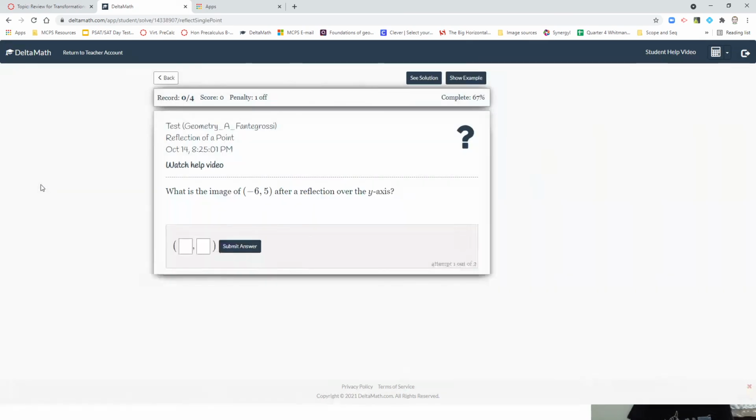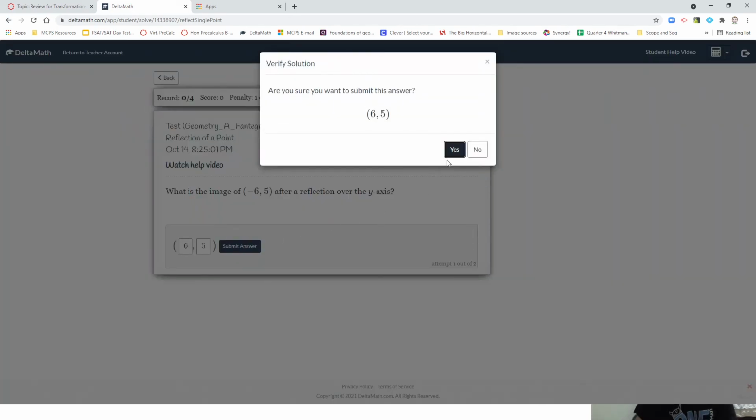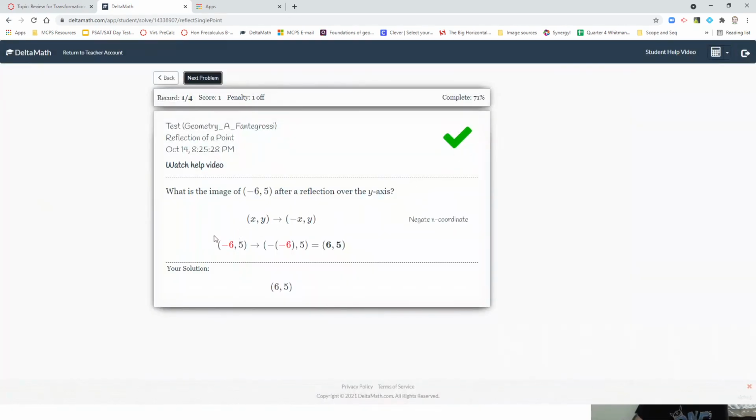So if you got stuck somehow because you kept getting them wrong, you just kind of quit out and start again in the module that you want to. So this time we're doing a reflection. So what would we get if we reflected over the y-axis? Well, the y-axis is the vertical one. When you reflect over it, this -6 that's on the left is going to become a +6 on the right. So you know your point is going to be 6, 5. Say submit, say yes. And it's showing you the math. It's showing you the rule, showing you the math, how to do it, giving you the answer.